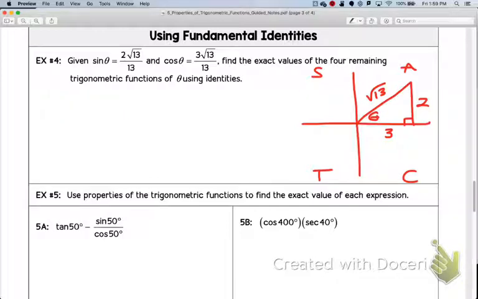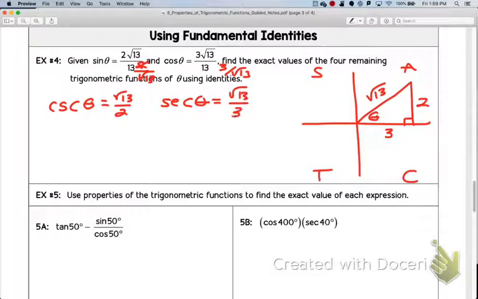So we did sine, we did cosine. Let's do the cosecant. So the cosecant of theta, remember this was 2 over root 13, so it would be root 13 over 2. The secant of theta would be the reciprocal of 3 over root 13, so root 13 over 3. Now I'm back in action. The tangent of theta is equal to opposite over adjacent, so 2 over 3, and my cotangent of theta would be the reciprocal of that, so 3/2. Okay, I hope you really didn't start writing that stuff down. I apologize if you did.